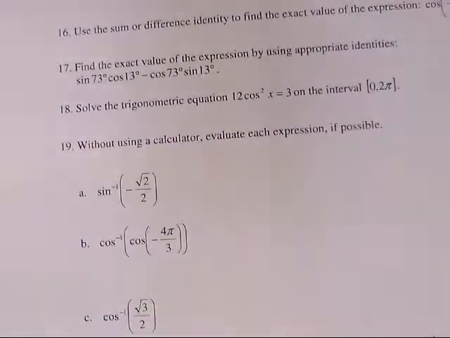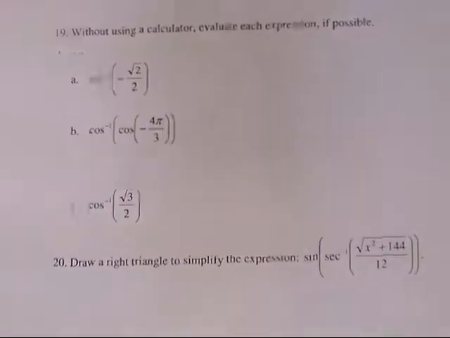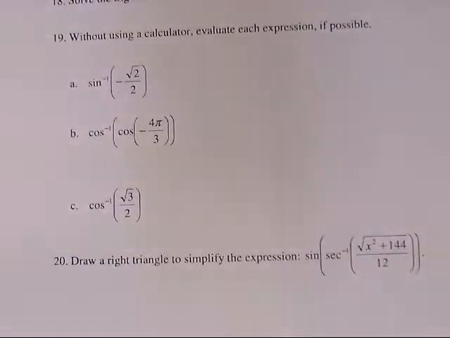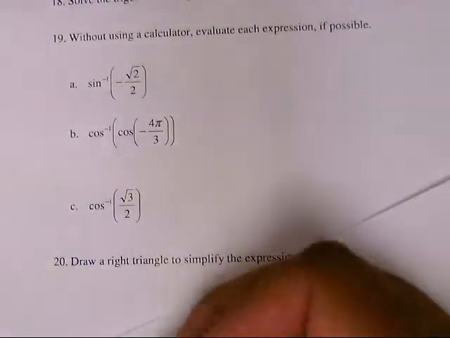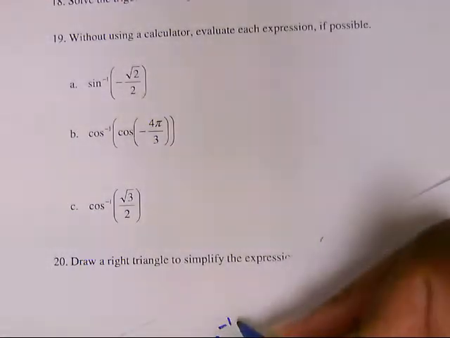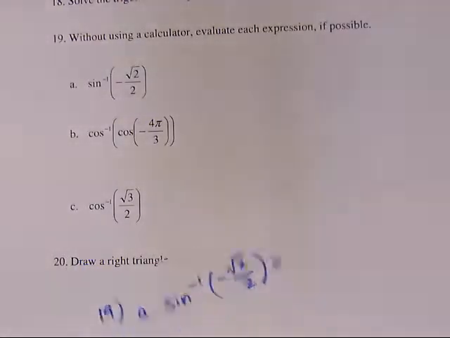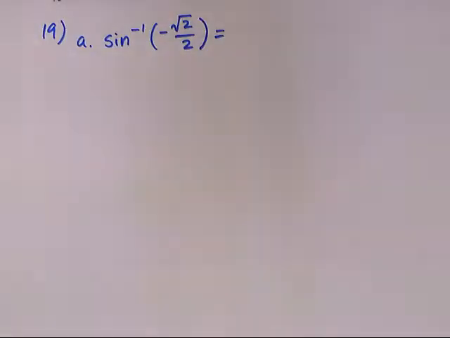Let's see, problem number 19. Without using a calculator, evaluate each expression if possible. Here you'll be allowed to use the unit circle for the inverse, and I'll have those for you. So 19a is going to be the inverse sine of negative square root of 2 over 2. So let me pull up my graph for the inverse sine, or the unit circle for the inverse sine that I created.